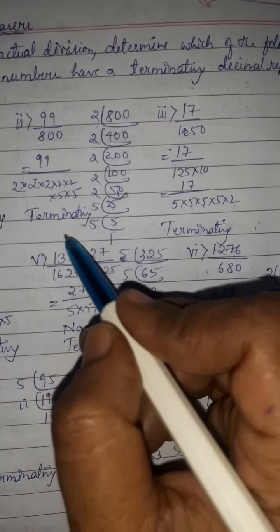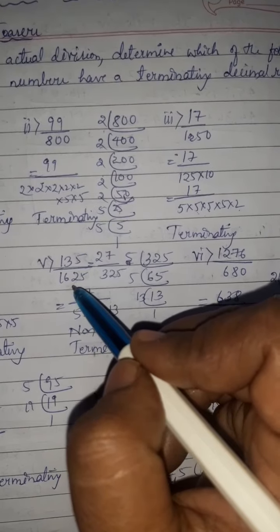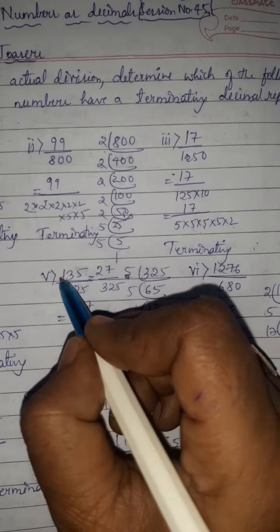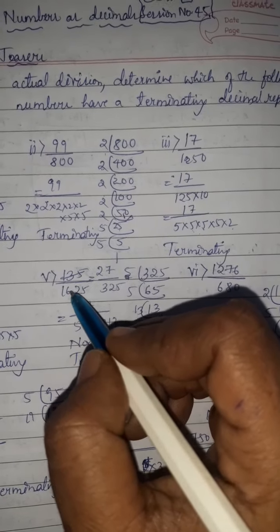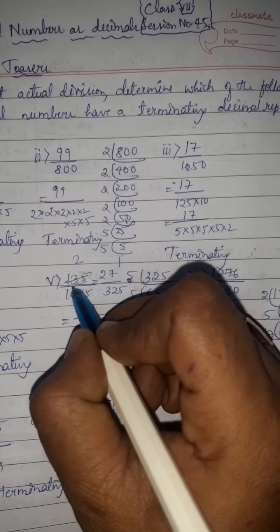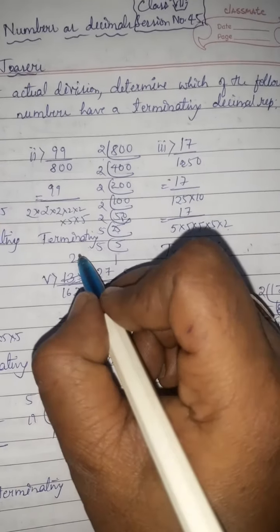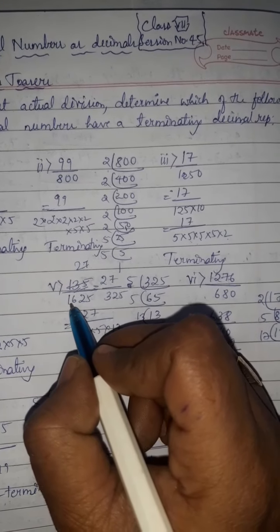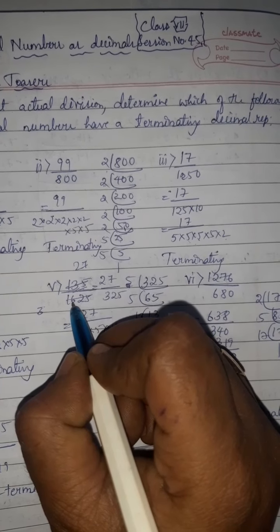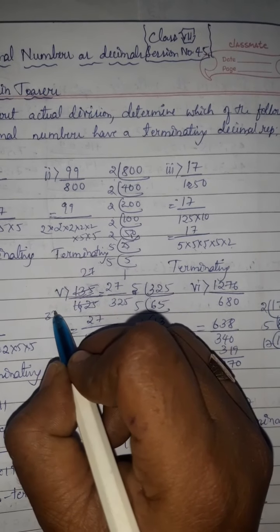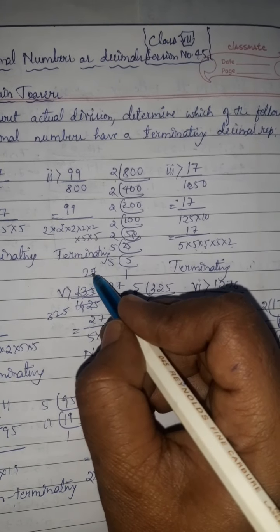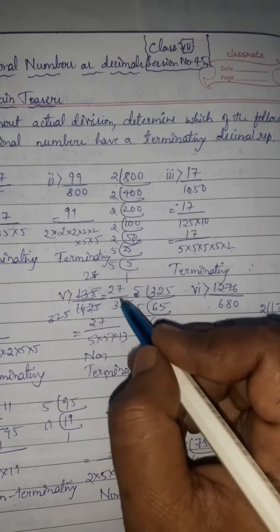Question number 5, 135 divided by 1625. This can be written in the simplest form by cancellation. Both the numbers are divisible by 5. 5 2s are 10, 3 is left. The next number is 5. So the number is 27. 5 7s are 35. In the denominator, 5 3s are 15, 1 is left. 5 2s are 10, 2 is left, 5 5s are 25. So 27 divided by 325.